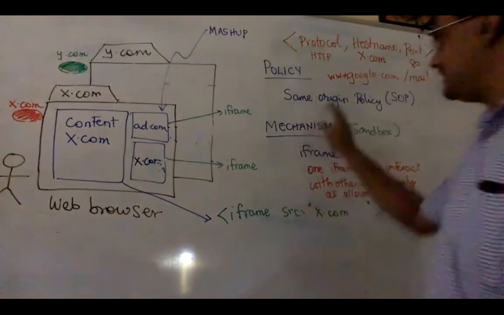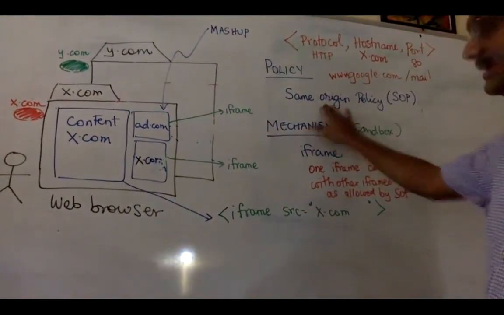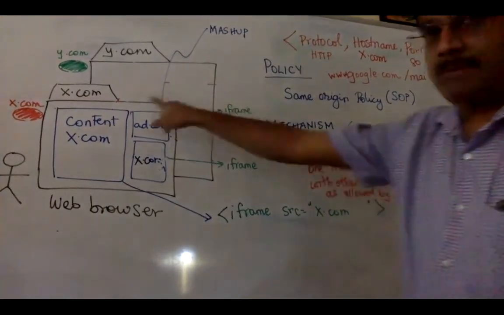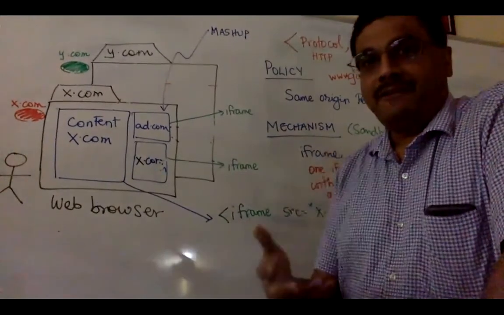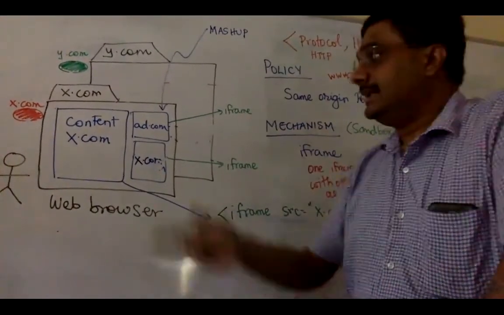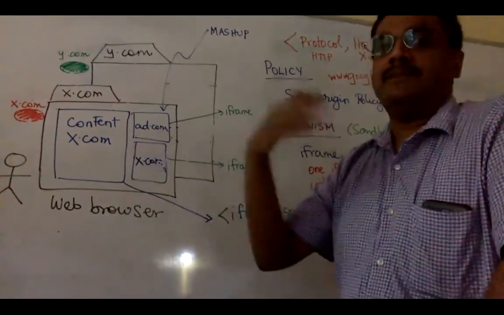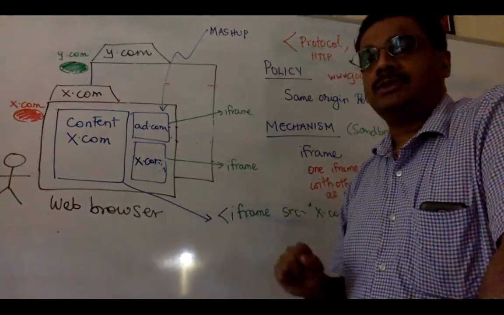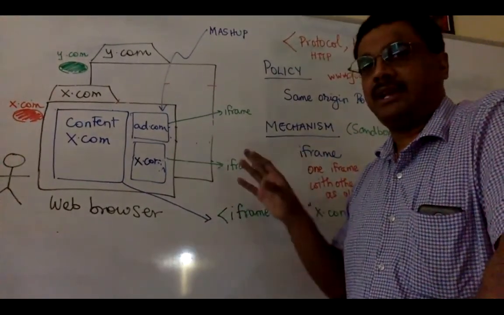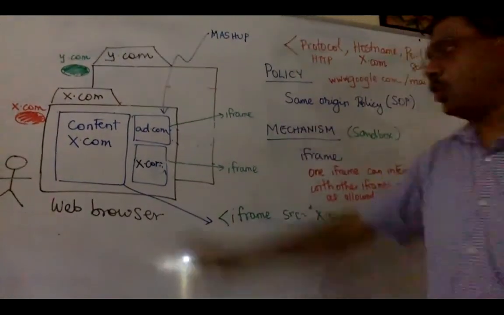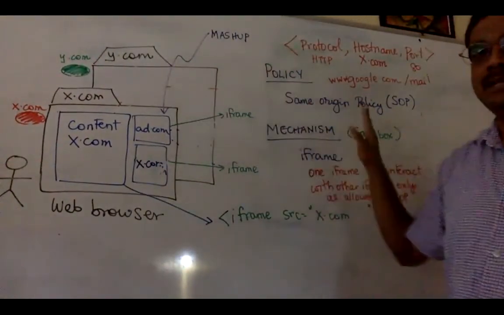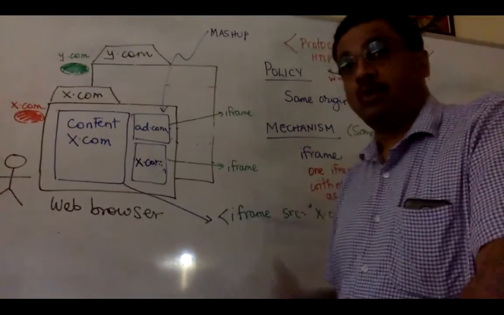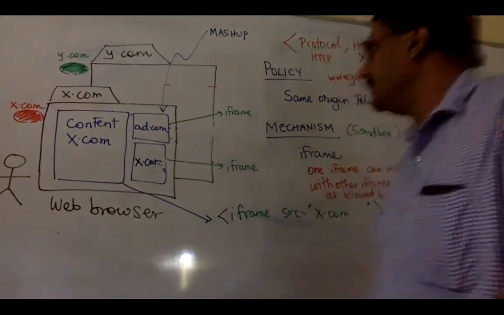Okay, so that's the same origin policy, and the enforcement mechanism is, of course, that of the iframe. But who implements iframes? It's the web browser that implements iframes. The iframe is a core security mechanism that is implemented by all web browsers because they have to render content. And the policy that they use when they check for security when rendering iframes is that of the same origin policy. So all modern browsers implement the same origin policy and use iframe as the core mechanism to render content.